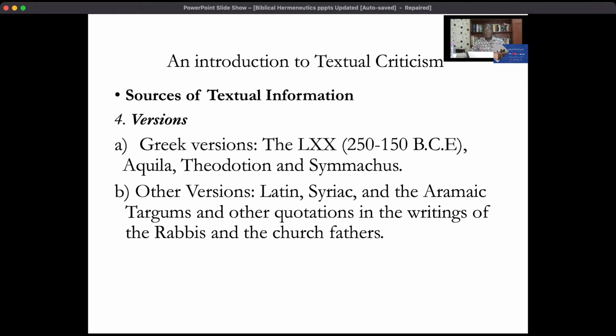The fourth source of textual information is versions. We have Greek versions of the Hebrew, for example, the LXX, the Septuagint, translated between 250 and 150 BC. We have also Aquila, Theodotion, and Symmachus. These were Greek versions of the Hebrew. And we have other versions: Latin, Syriac, and Aramaic Targums, and other quotations in the writings of rabbis and the church fathers. So these versions are also part of the sources of textual information for Old Testament textual criticism.